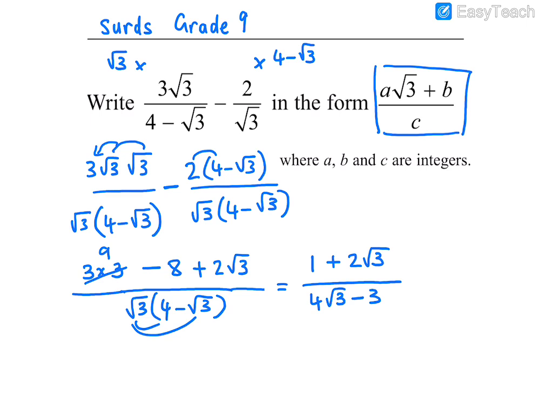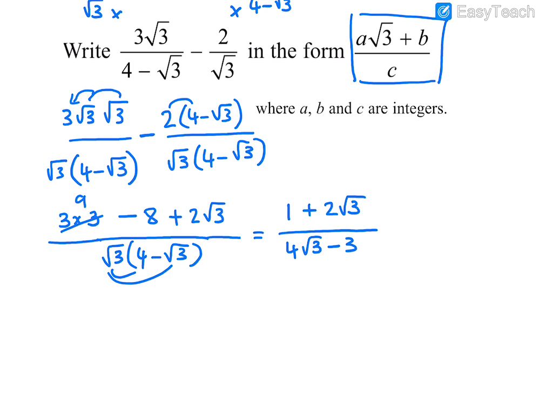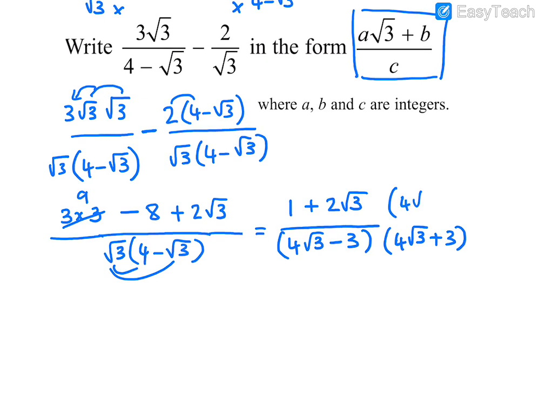So now we can rationalize the denominator. So that means whatever you have as a denominator, we multiply by the same set of brackets but with the opposite sign. So 4 root 3 plus 3, and we multiply the top by 4 root 3 add 3. So let's multiply this all out. So put that into a bracket.